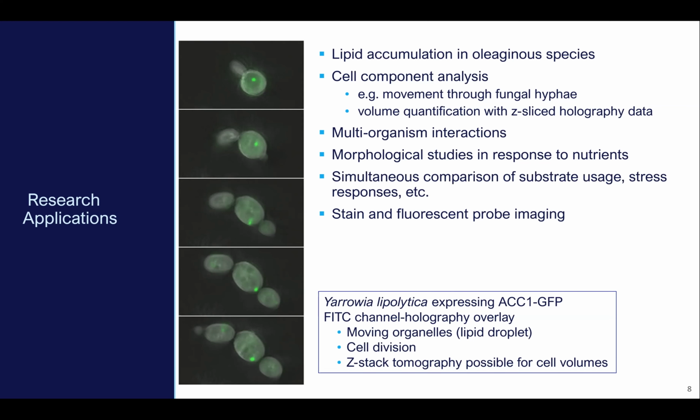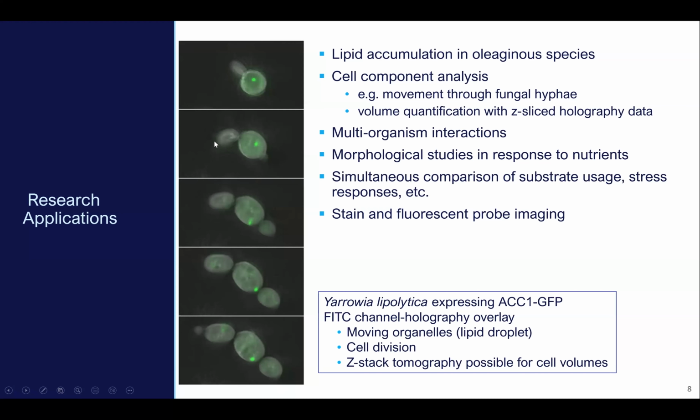And this platform is also great for stain and fluorescent probe imaging. What you see here is another time series of the exact same cell that has another protein GFP tagged that I made. ACC1 is an enzyme involved in lipid biosynthesis, and it locates to the lipid droplet. You can see as this cell goes through cell division how this organelle is moving and how the organelles then become distributed to the new daughter cells.